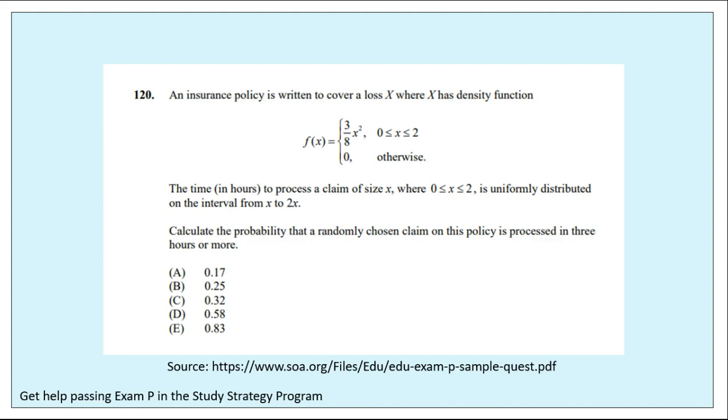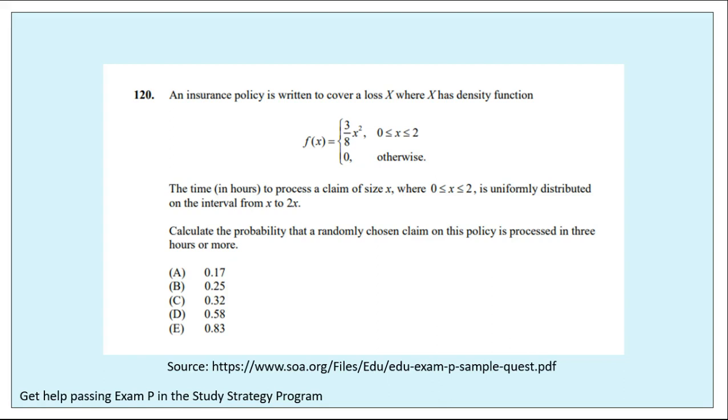So the question is, an insurance policy is written to cover a loss x where x has density function f of x. The time in hours to process a claim of size x, where x is between 0 and 2, is uniformly distributed on the interval from x to 2x. Calculate the probability that a randomly chosen claim on this policy is processed in 3 hours or more.